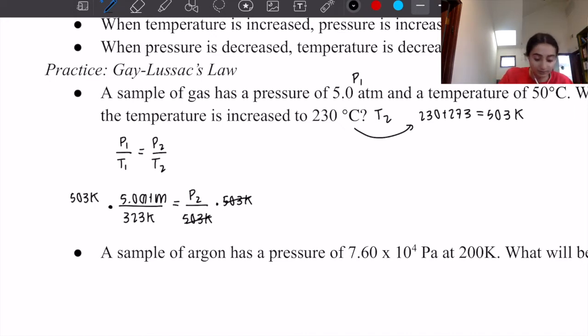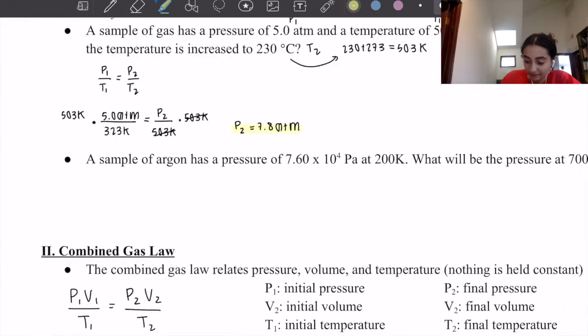And then I am just going to plug all this into my calculator. So 5 divided by 323 times 503. So our final pressure is going to be 7.8 atmospheres. Now let's do another practice problem.